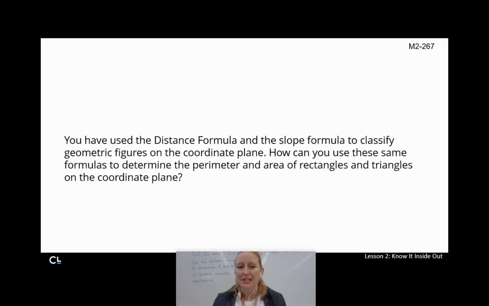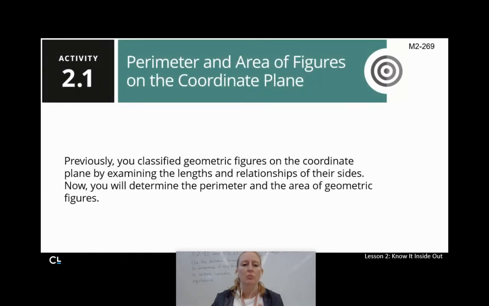You've used the distance formula and the slope formula to classify your geometric figures on the coordinate plane. So how can you use these same formulas to determine the perimeter and area of rectangles and triangles on the coordinate plane? Previously we've classified them by examining the lengths and the relationships of their sides. Are they parallel, are they perpendicular, that kind of thing. Now you will determine the perimeter and area of those figures.